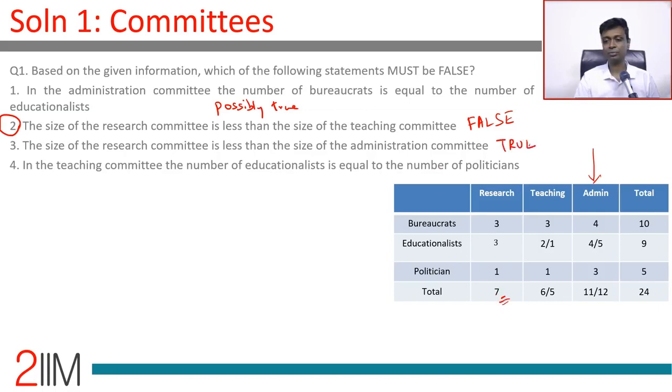This is true. In the teaching committee, the number of educationalists is equal to the number of politicians. Teaching committee, educationalists equal to number of politicians. Possibly true. Number of educationalists could be 1. In this case, 1 and 1. Definitely false is this one. Choice 2.